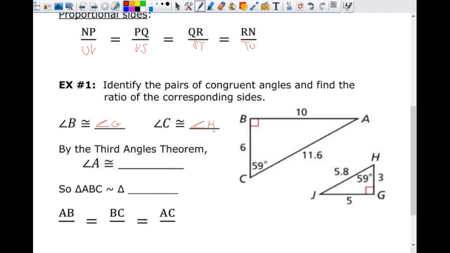Finally, A corresponds with what? J. Why does it correspond? It's really the only one left, right? The real reason is called the third angle theorem, but a shortcut would have been just saying, oh, it's the only one left.